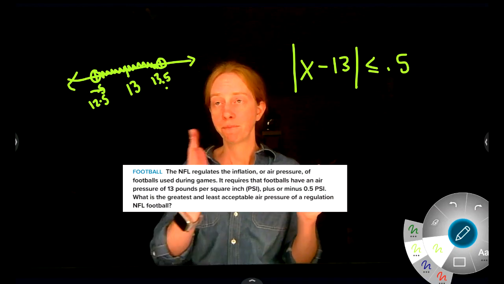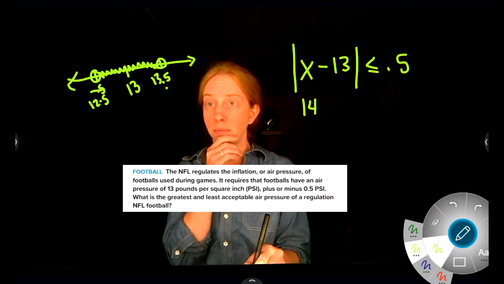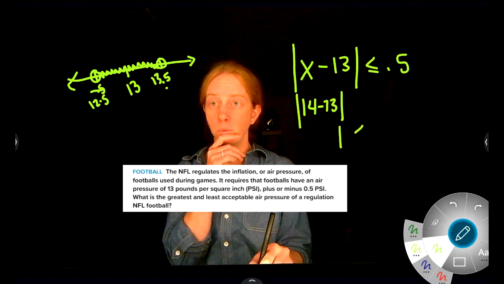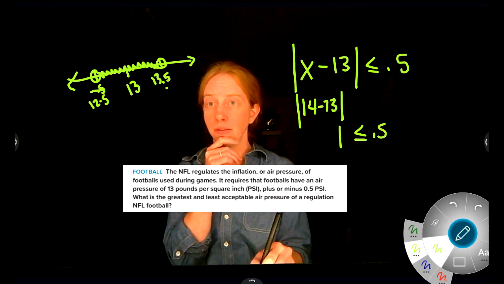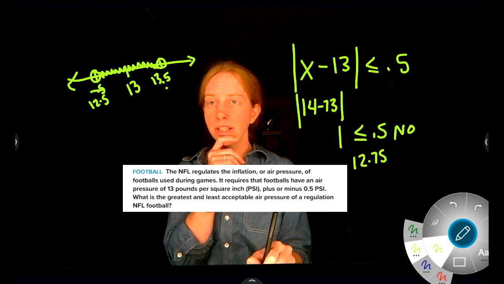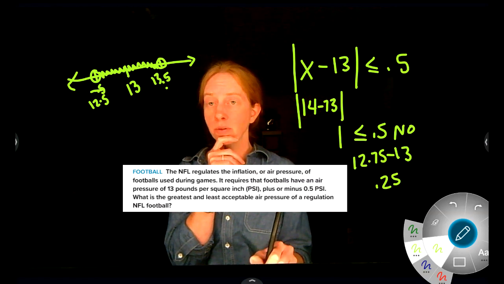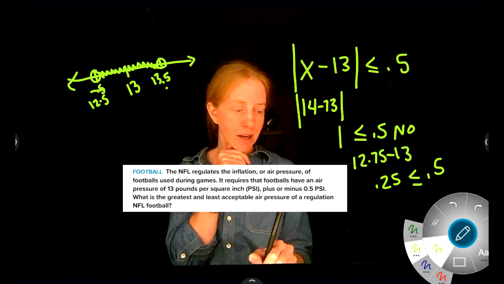So let's say our air pressure was 14. If we had 14 minus 13, that is 1. 1 is not less than or equal to 0.5, so not allowed. What if we had one that was 12.75? Well, 12.75 minus 13 is negative 0.25. It's negative, but we take the absolute value and it becomes positive. And so 0.25 is less than or equal to 0.5.